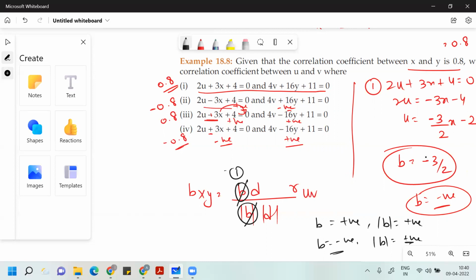I hope you are getting it. Anyway, this and this will cancel. What matters is the sign. If this is negative, this anyway will be positive, so negative by positive, you will get negative. Negative by positive would be negative. Negative into negative would be positive. So you just need to see the sign. I hope you are getting me. You just need to see the sign.